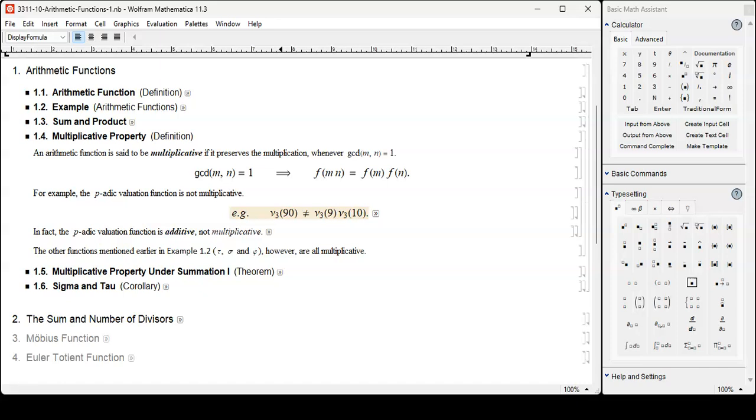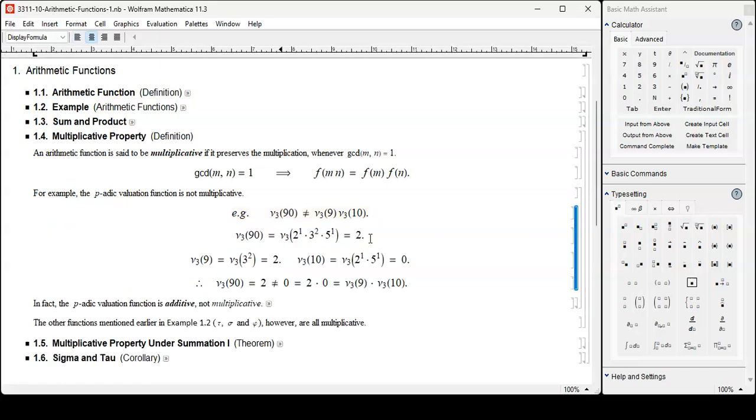Turns out no. Nu_3 of 90 follows from the prime factorization. We are looking for the top power of 3, as I highlighted in green, so that's 2. And same for nu_3 of 9. But nu_3 of 10 is 0. And 2 is not equal to 2 times 0. So yeah, that completes the proof. Or that completes the disproof, whatever you may want to call it.